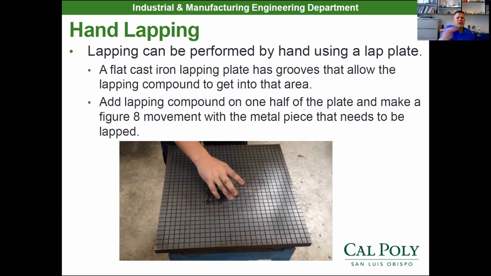And you basically do figure-8 movements on that cast iron plate. What that does is it breaks down all of the peaks on that surface finish and removes them. So you have a really smooth surface finish on your part. So you do hand lapping on steel parts or ferrous parts.